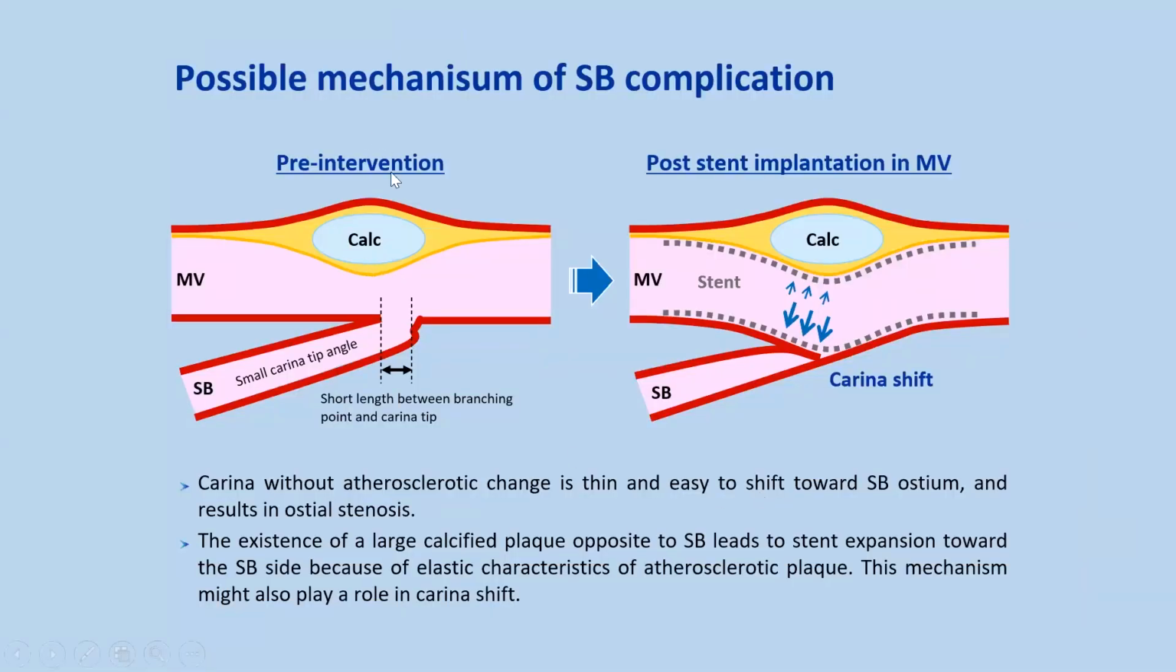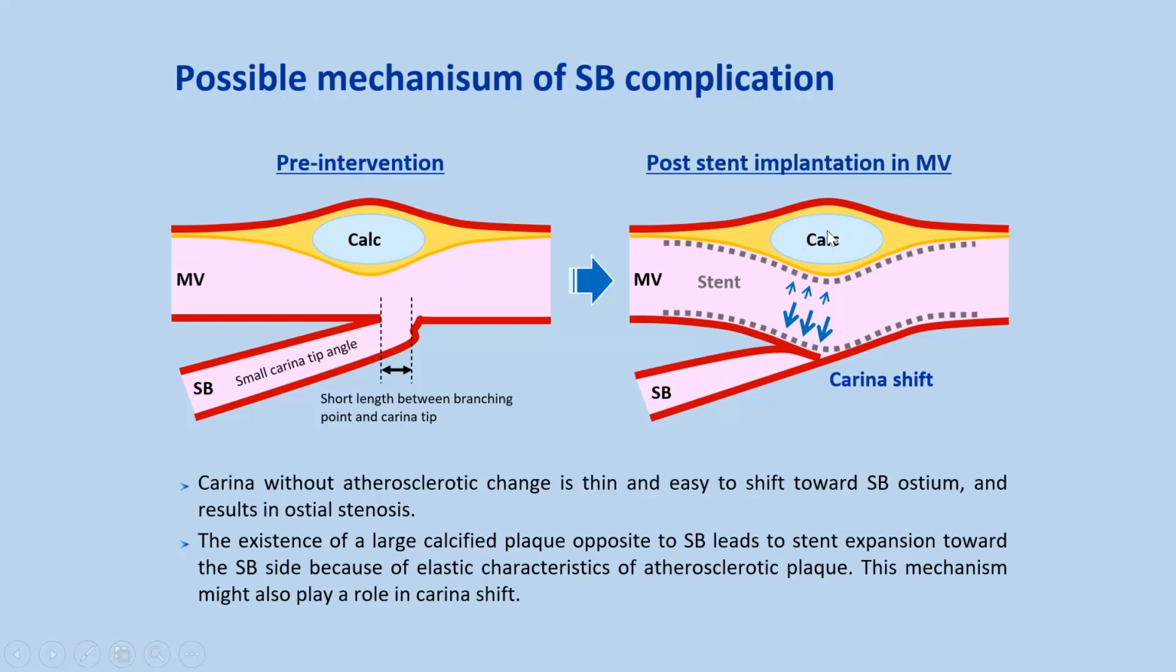Another important identification is to look at the calcified plaque or a calcific nodule opposite the side branch. If you have a nodule opposite the side branch, when we do PCI, we may not yield to the lesion, and then the stent may not expand in that direction and instead expand in the opposite direction, and hence cause a carina shift and occlusion of the side branch.